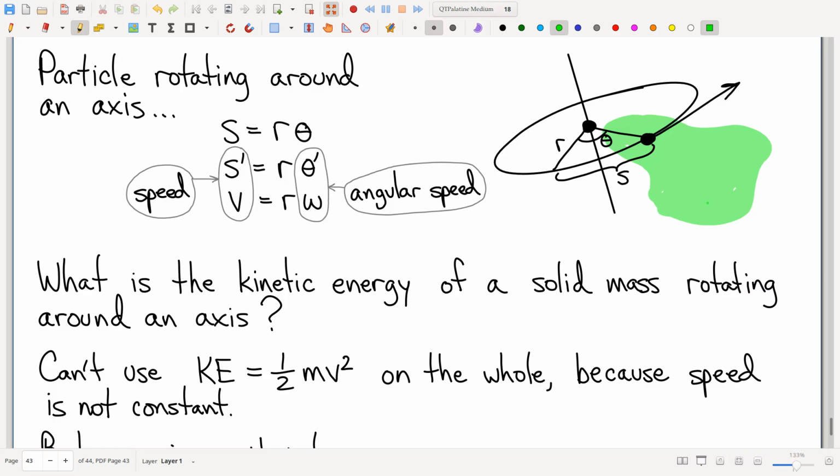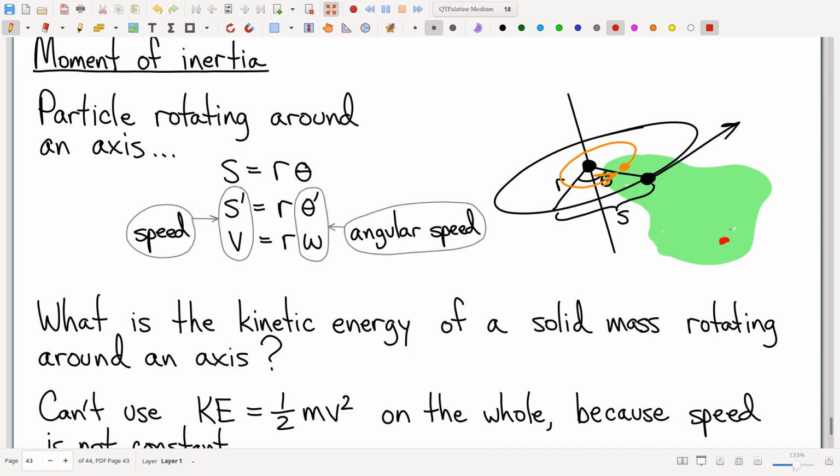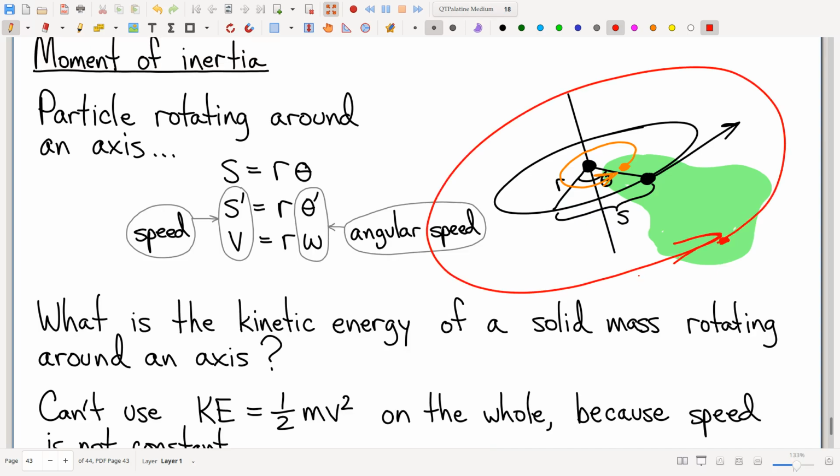And here's the problem. This little particle right there is not moving very fast. In one of my revolutions, it only travels a short distance. Whereas this piece of mass right here, I don't even have enough room on the page. It's going to travel a much greater distance in the same amount of time. This little particle of the chair is literally moving at a greater speed.